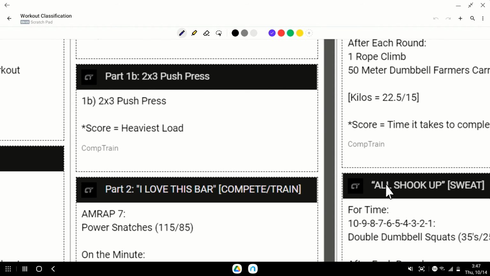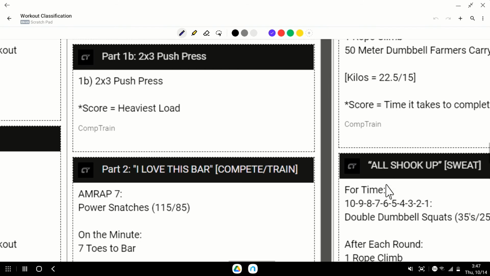Once that's done, we have part 1B, and we have another movement. Same thing, 2 sets of 3 push press. So we have weightlifting followed by some more weightlifting, where these are repeat workouts where we're focusing on the quality of the movement, and in this case, going for our heaviest load.